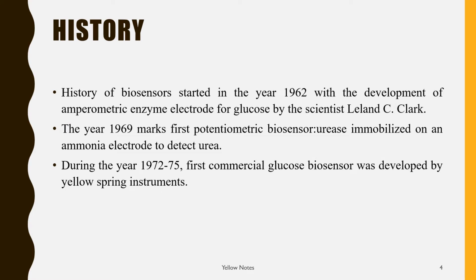History of enzyme electrodes. Enzyme electrodes are a type of biosensor that have an enzyme as the biological component. The history of biosensors started in the year 1962 with the development of the amperometric enzyme electrode for glucose by the scientist Clark. The year 1969 marks the first potentiometric biosensor, where urease was immobilized on an ammonia electrode to detect urea. During the years 1972 to 75, the first commercial glucose biosensor was developed by Yellow Springs Instruments. Since then, several biosensors, including enzyme electrodes, were developed.